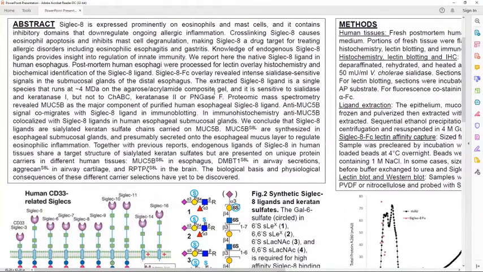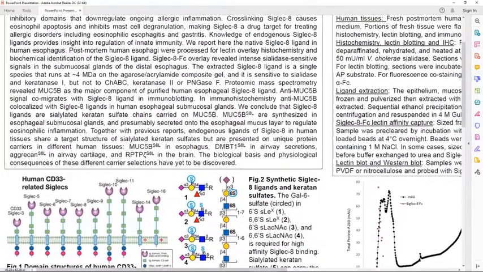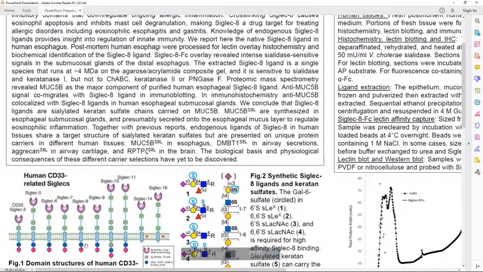Okay, first, some background information. Siglec-8 is expressed prominently on eosinophils and mast cells, and it contains inhibitory domains that downregulate allergic inflammation, making Siglec-8 an ideal drug target for treating allergic inflammatory disorders such as severe asthma and eosinophilic esophagitis.